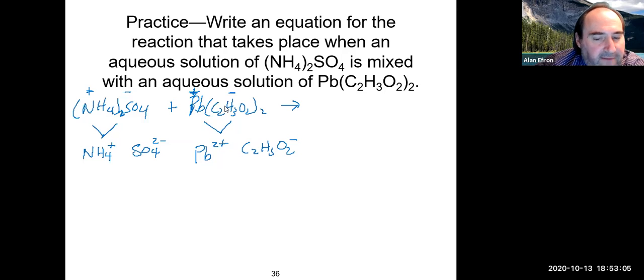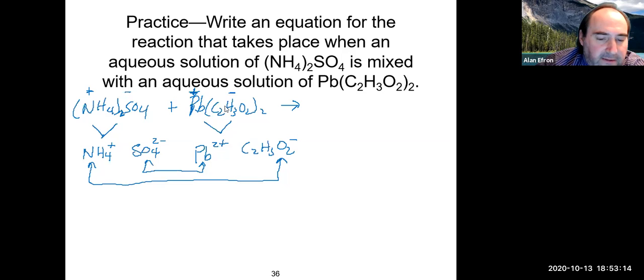I want to make sure I first get the right formulas. So we're going to switch partners here. These two guys are going to come together, followed by these two guys. The important part here is because we took the basic units, we see it is +1 and -1 that's coming together, which means essentially we would have NH4, C2H3O2, which is ammonium acetate.